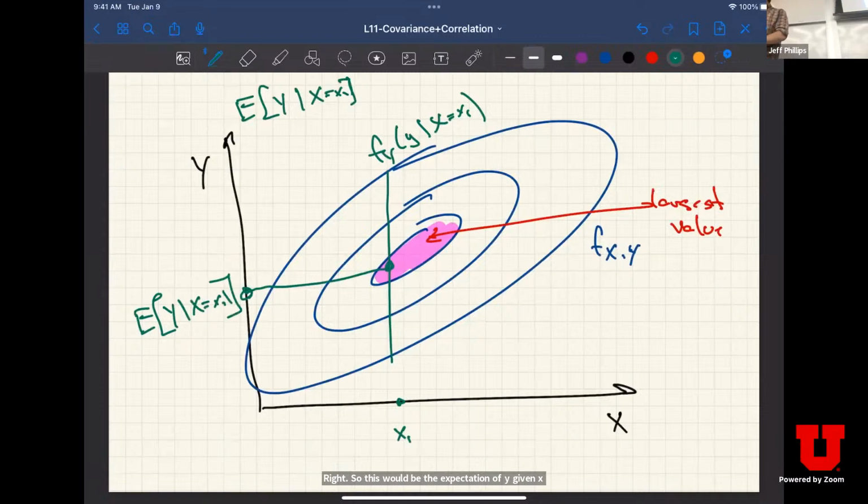Okay, but let's look at a larger value of x, x2, which is increasing. In this plot, what do we think the value of y is going to do? Is it also going to tend to increase or decrease? Well, you look at the expected value of y restricted so that x is equal to x2.